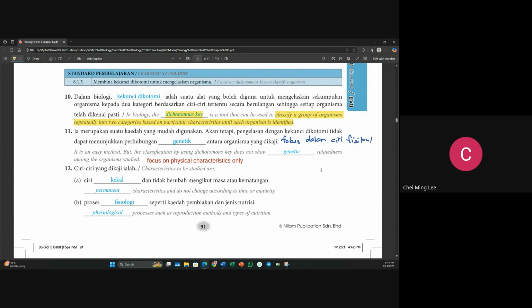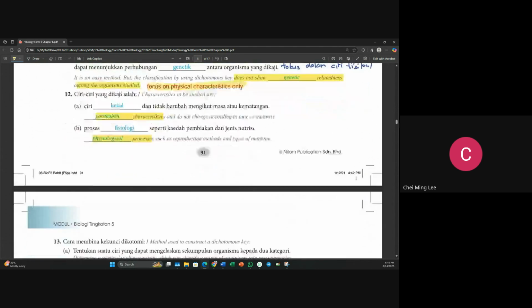Why? Because it only shows the characteristics, focusing on the physical characteristics only. So that's why it does not show genetic relatedness among the organisms studied. Okay, so normally we use two ways: permanent characteristics, which do not change with time or maturity, or physiological processes like the reproduction method and the nutrition method. Okay, all this.